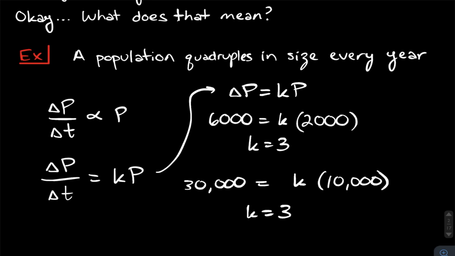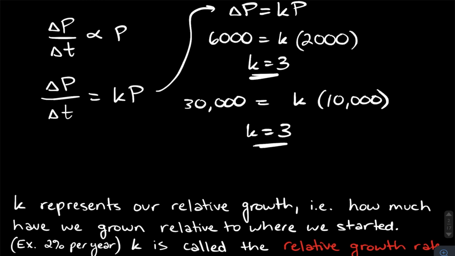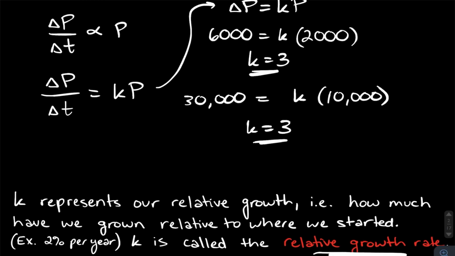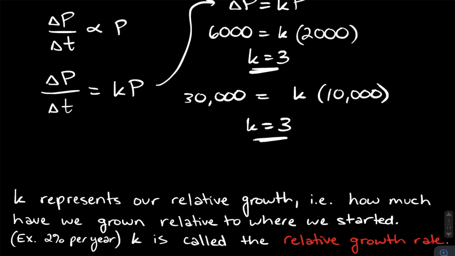And so this k right here, what we call this is our relative growth rate. All right, and it's just showing us how much we are growing relative to where we started. So we're saying, okay, we'll multiply this thing by 3, and you get how much you've changed over an entire year. Okay, and so another example would be 2% per year. Like that's our rate of increase. Okay, and so that's what k is. It's the relative growth rate.